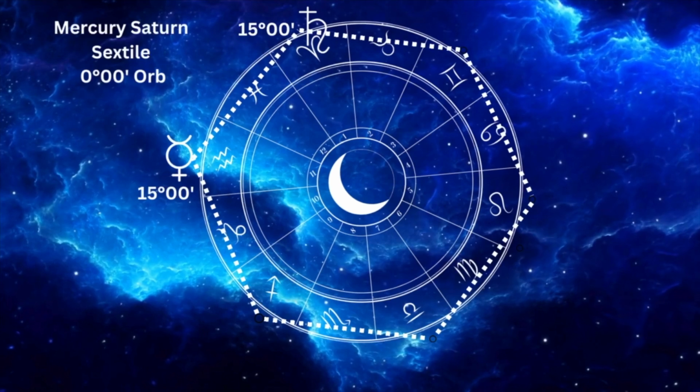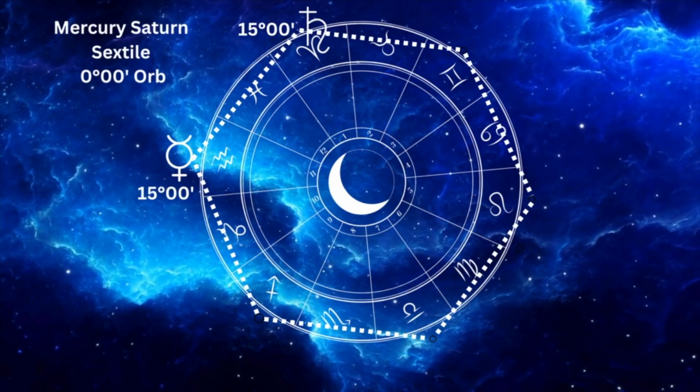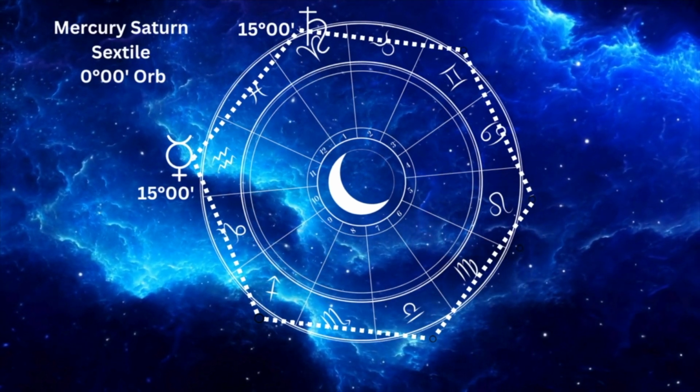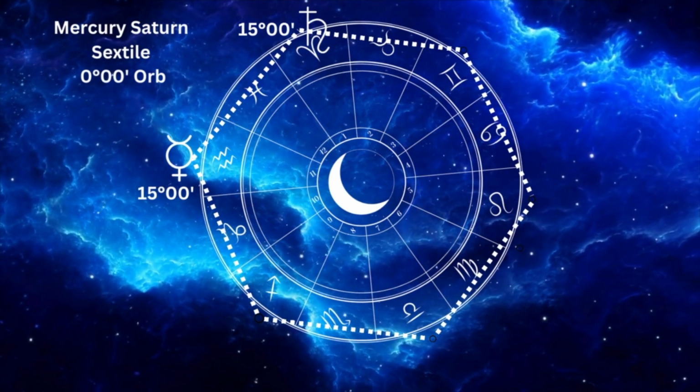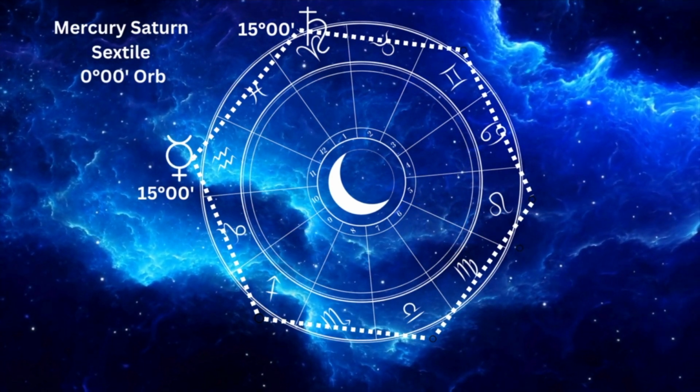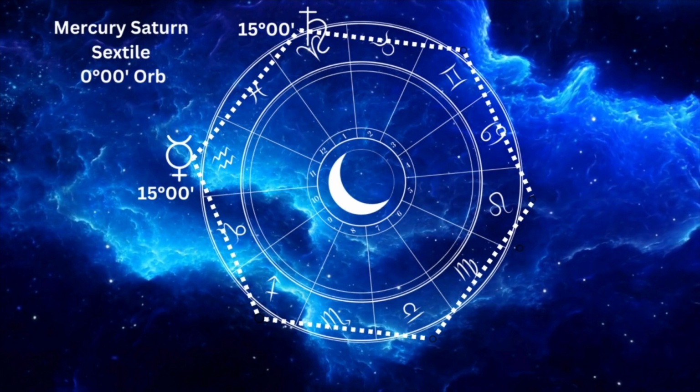So we'll stick with Aquarius. Say something is 15 degrees of Aquarius and then 15 degrees of Aries. That is going to be a very, very tight 0-degree orb sextile, and you're probably going to feel that a lot stronger. So if you guys have any questions, please let me know. I hope I explained this okay.